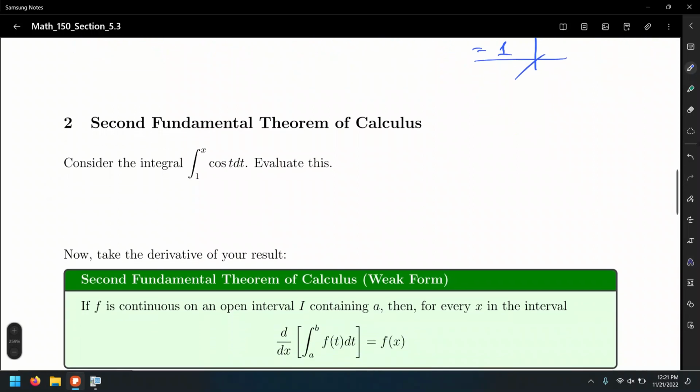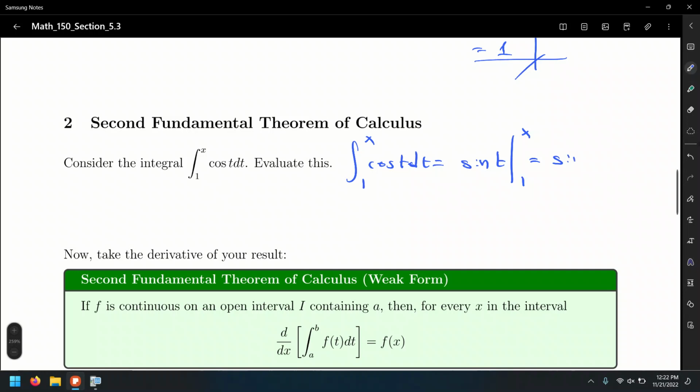So let's consider the integral from 1 to x of the function cosine t with respect to t. One thing to notice here is that the upper limit of integration is a variable. It's not a constant. Okay? So let's simply evaluate this integral. The integral of cosine t dt, that's sine t, because we're integrating with respect to t for now, not with respect to x. And that's evaluated from 1 to x.